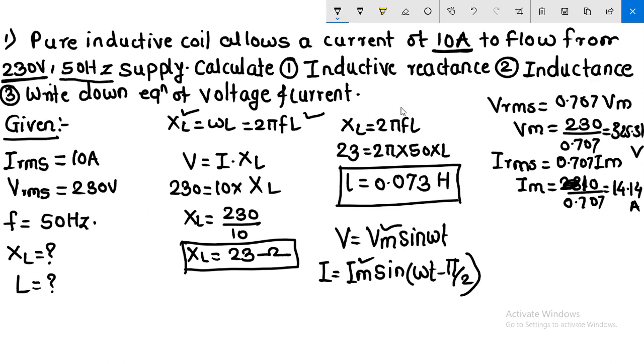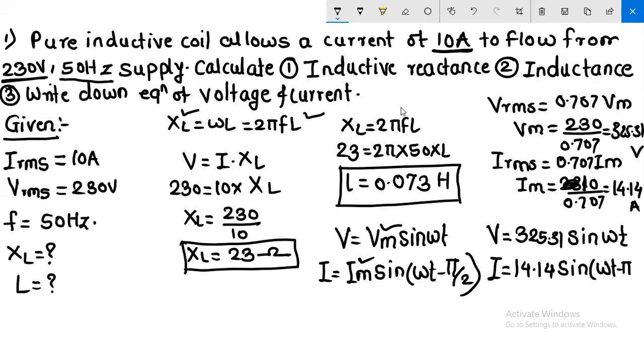बघा, equation of voltage कसं लिहितोय मी? V is equal to Vm 320.31 sine of omega t. बरोबर आहे? And what is my equation of current? I is equal to 14.14 sine of omega t minus pi by 2. Got it, everyone?